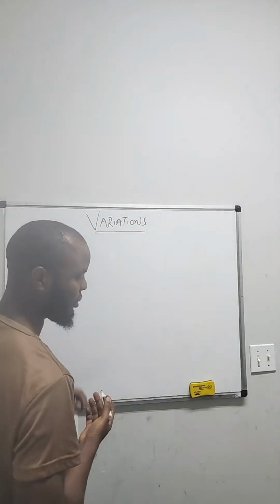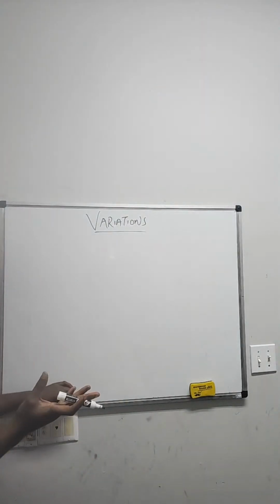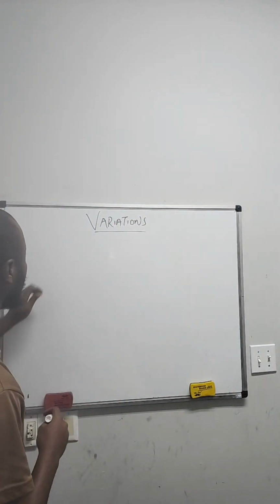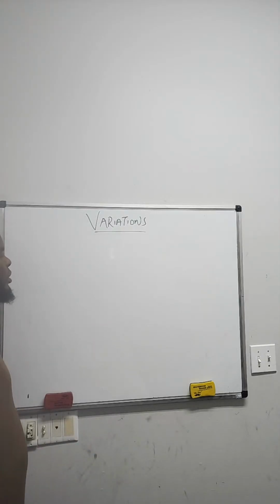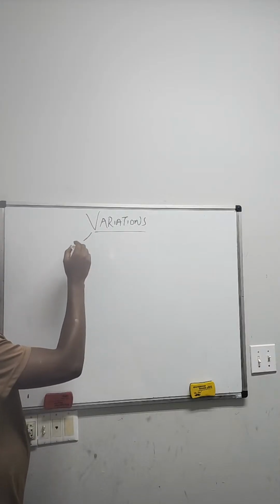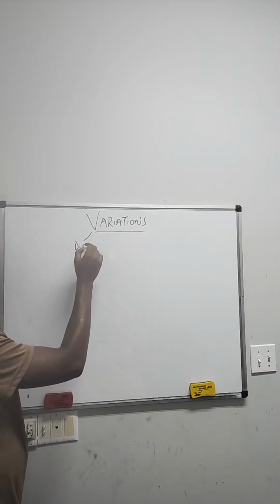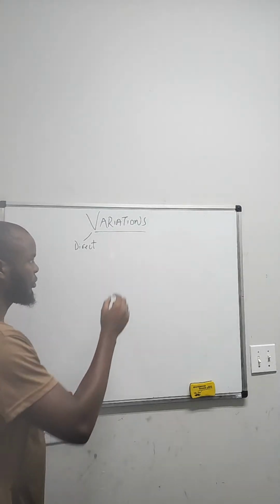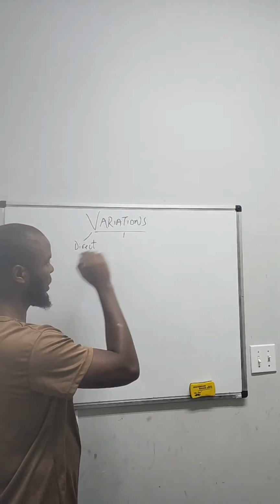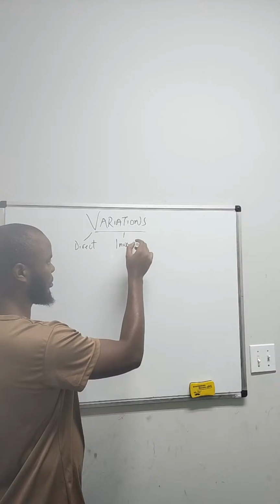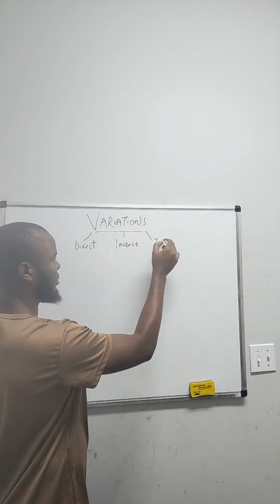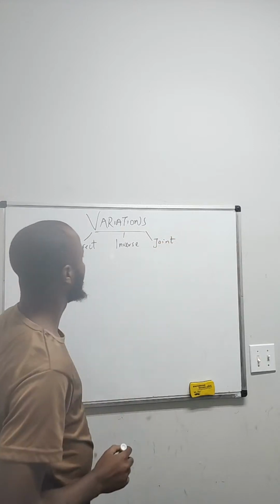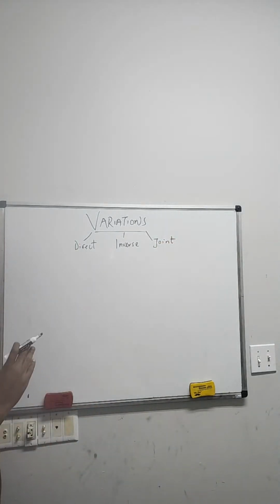From the word variation, variables, something is changing, not fixed. It's changing. Don't get distracted with this. Now, number one, under variation, we're going to talk about direct variations. Number two, we talk about inverse. Number three, we talk about joints. So those are the three types of variations we can talk about.